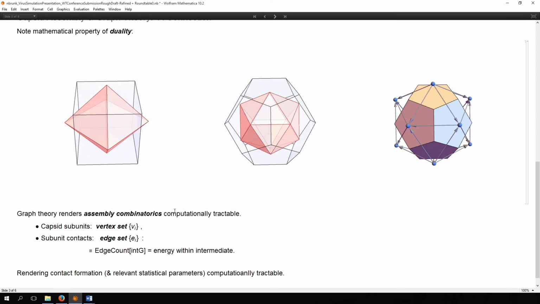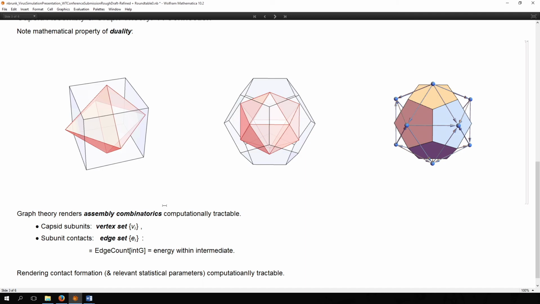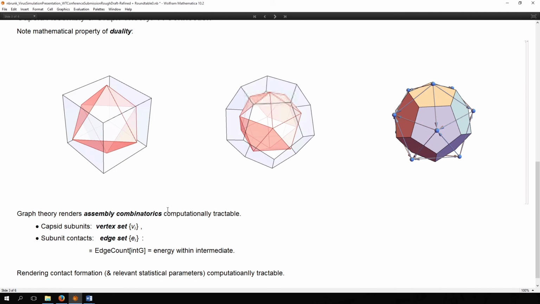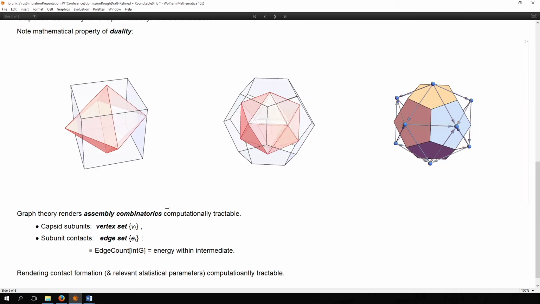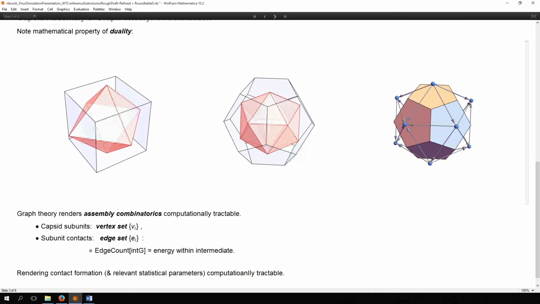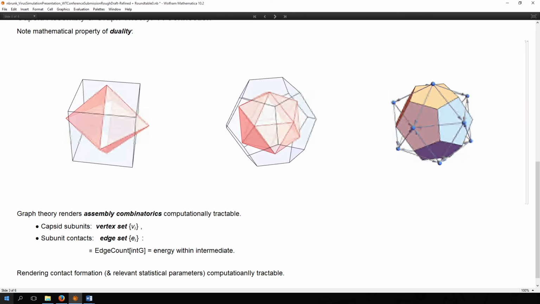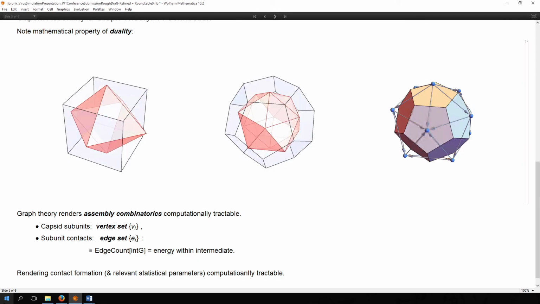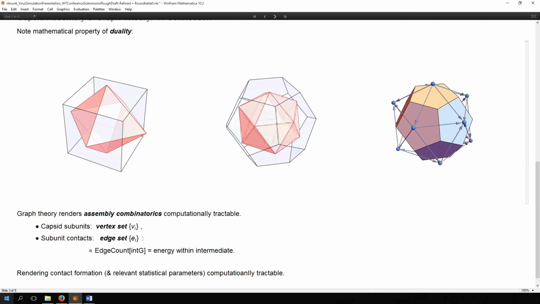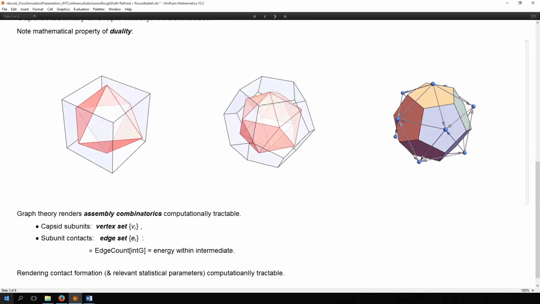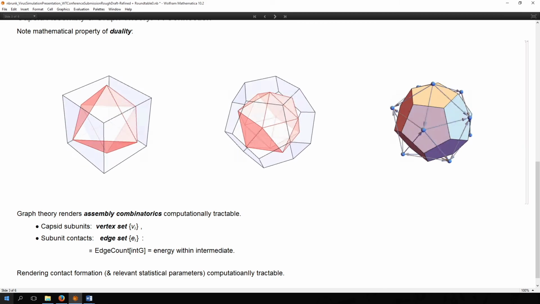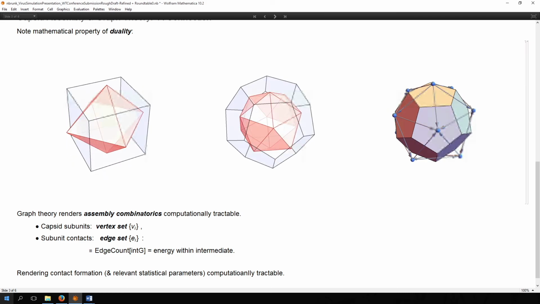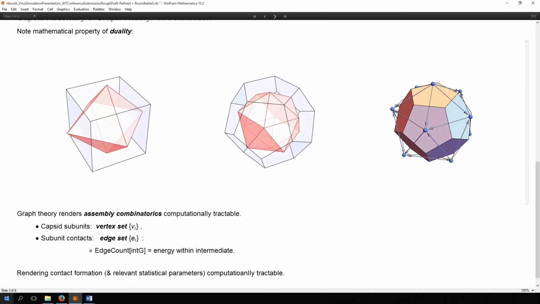Graphics here showing the property of duality, which just shows that you can represent a subunit as a vertex. And as such, there's an edge in the graph, the overlaid graph on the rightmost figure, everywhere that there's a conceptual edge representing hydrophobic surface area burial, such that the assembly process and the intermediates are all rendered computationally tractable.